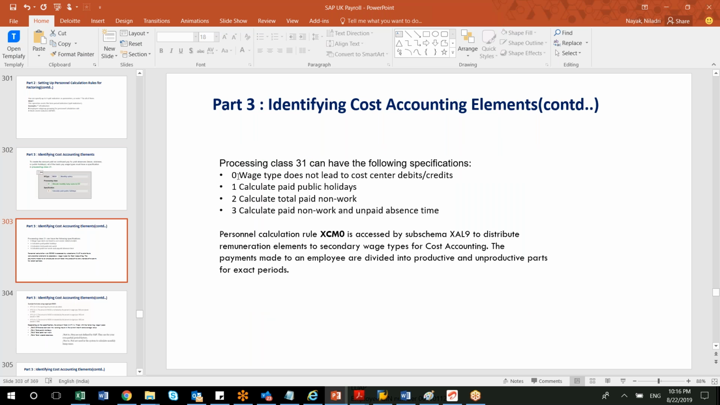First one is zero. It will be better if I show it in the system so that you can visualize it better. Let me open the system and I will showcase it.